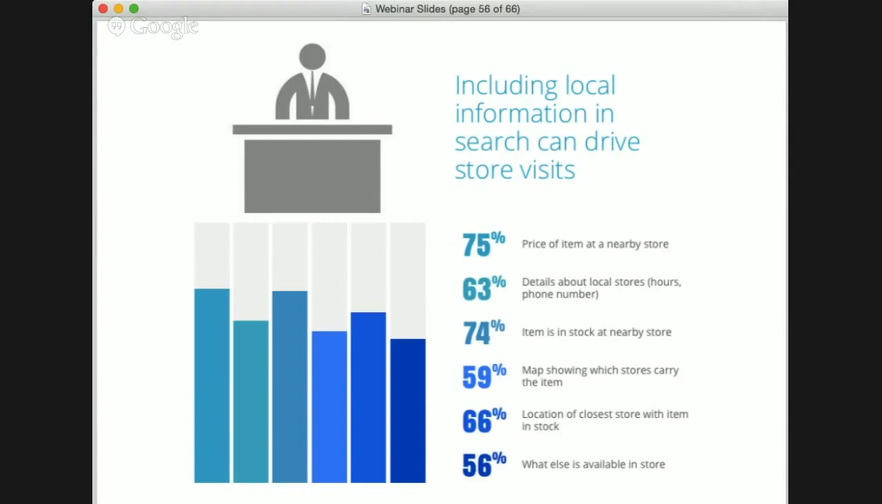74% also want to know that the item is in stock, and then 59% will go to a store if there's a map, right? So by providing that information, you're making it easy for a customer to come to your store and buy from you.